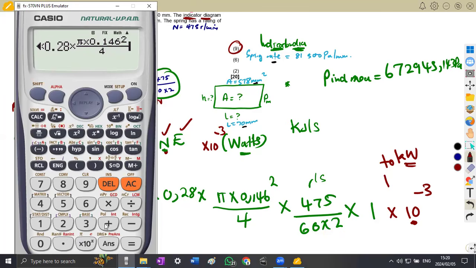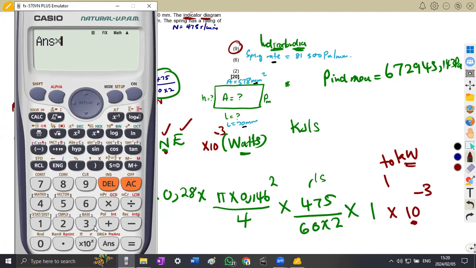Then we're going to multiply the part of N in revs per second, but affected by the number of strokes that we are given. So this is 475 over 60 times 2. We have already converted to revs per second, so there's no need to reuse that over 60. Sorry, I forgot to multiply. So this is what you're going to get in the first place. You're going to get this in watts.